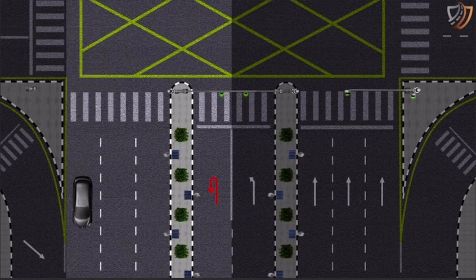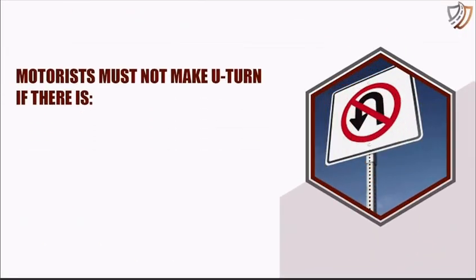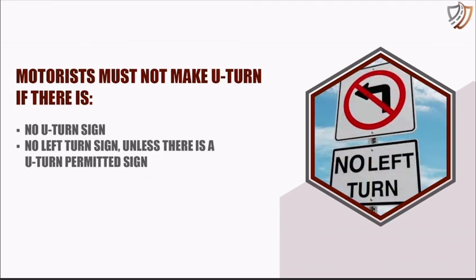After turning, when the vehicle is straight, motorists must check right side shoulder for the traffic joining from the slip lane. Look for the vehicles, check mirrors, and increase speed accordingly to match with the traffic stream on the road. Motorists must not make U-turn if there is no U-turn sign, no left turn sign unless there is a U-turn permitted sign.